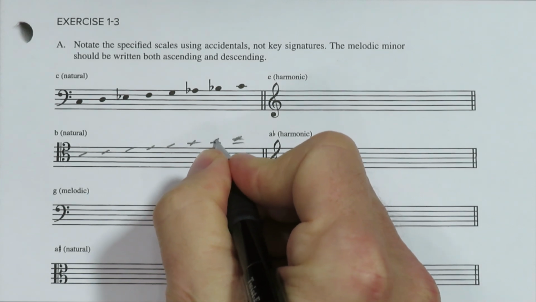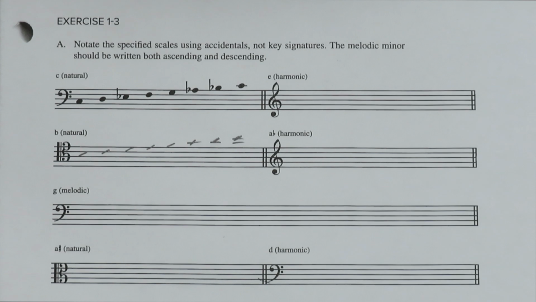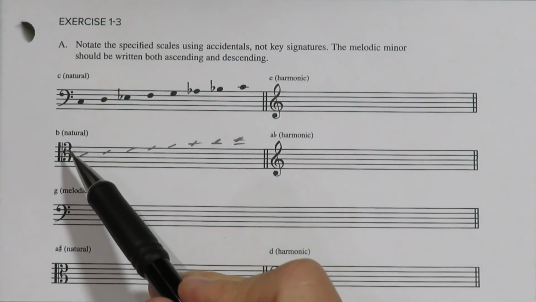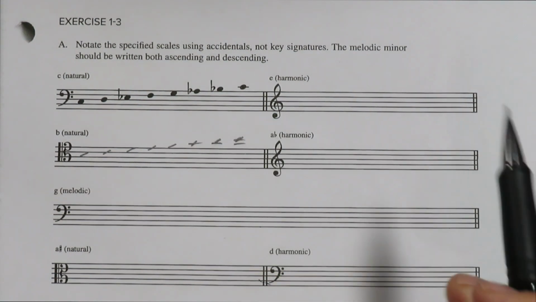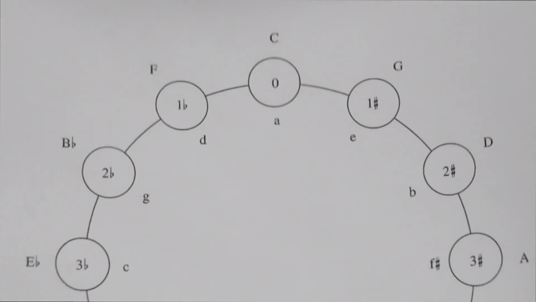There we go. That looks a little better. Okay, so now we need to find out the key signature for B minor. So let's go to our handout.